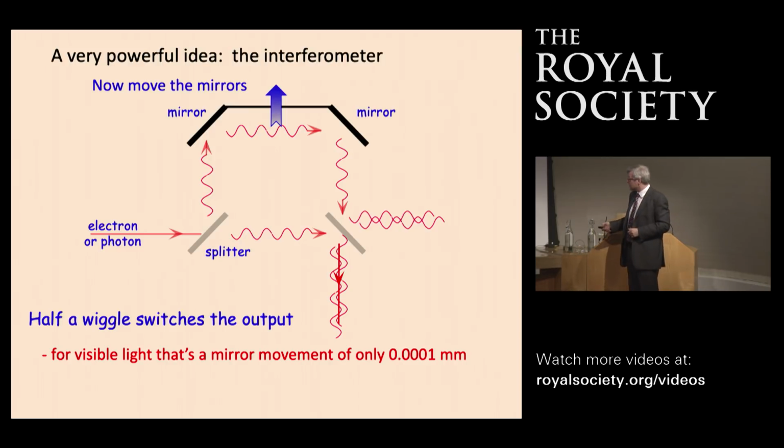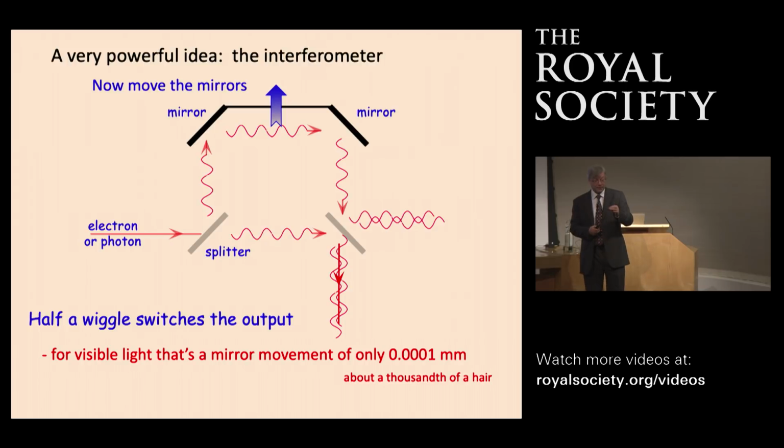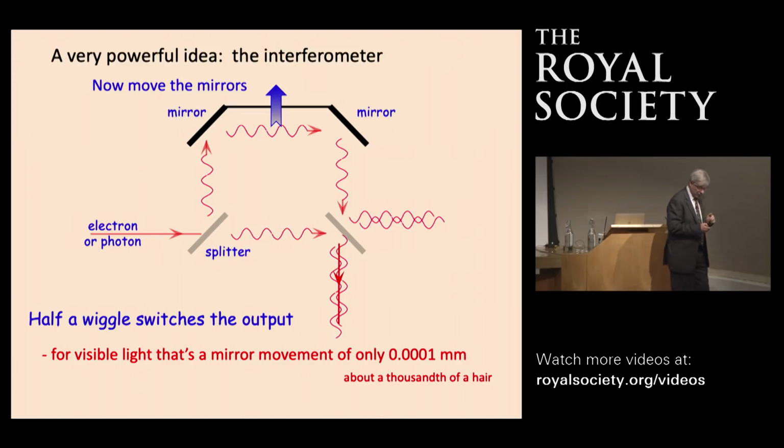And the answer is, for visible light, that mirror movement is only 0.0001 millimeters. That's very small. It is, in fact, about 1,000th of the width of a hair. So this is an instrument which can measure the most amazingly tiny movements of a mirror. So that's the interferometer. This is by no means the only application of an interferometer, as I'll show you. But the first interferometer I want to show you is exactly like this.